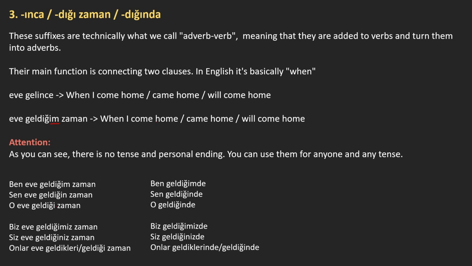Unca and can suffix are almost the same if they are added to verbs. Unca cannot be added to nouns. Can be added to nouns, but it will mean when. I want to show the difference in a new slide because I need to type it. I need to write it down.